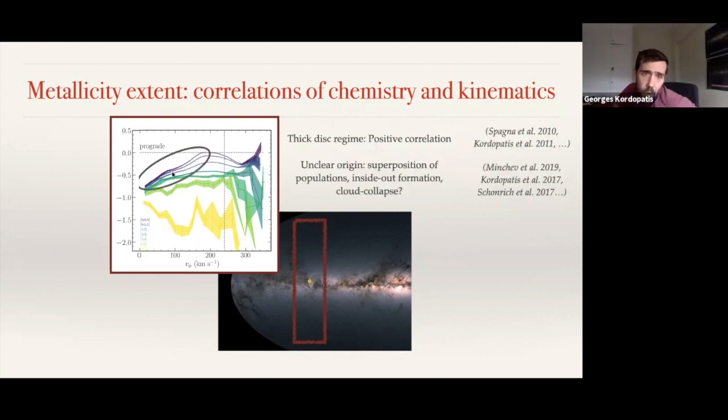When you move towards lower velocities, where the thick disk dominates, you have a positive correlation, whose origin is unknown, and it can be an indication of either an inside-out formation of the thick disk, or a cloud collapse, or of superpositions of mono-age populations. So this is quite a complicated topic. I will not enter into details. But this is also something that was discovered back in 2010 by works of Alessandro Spagna and some work of mine during my PhD thesis.